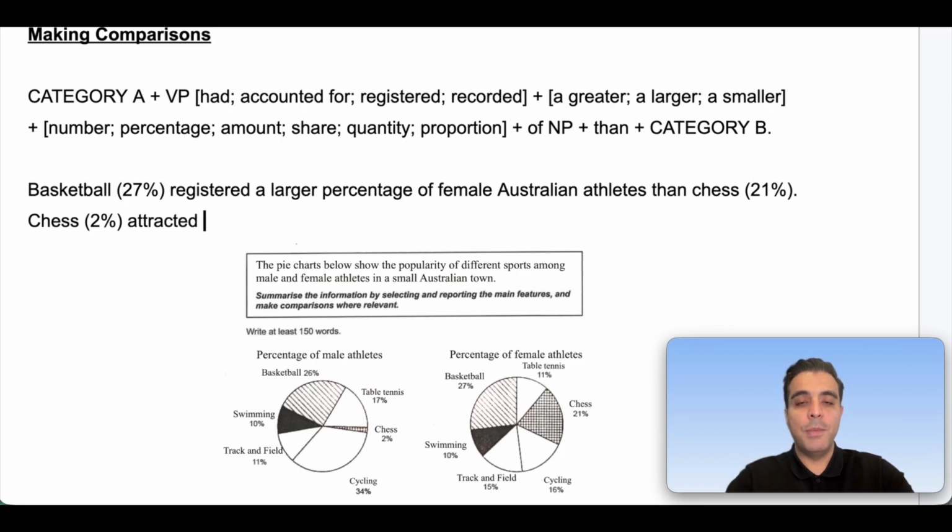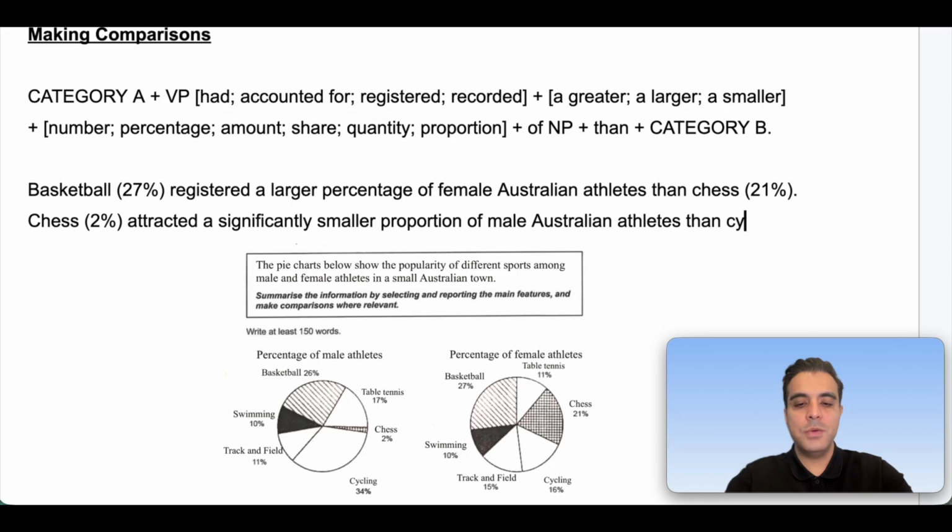I'm going to go with the verb attracted that I mentioned before. Now, I want to mention that the difference was great. So instead of saying a smaller, I'm going to say a significantly smaller, right? And so by adding the adverb significantly, I'm drawing my reader's attention to how big a difference there was between these two sports. So a significantly smaller percentage, this time, I used percentage before, I'm going to use proportion of male Australian athletes.